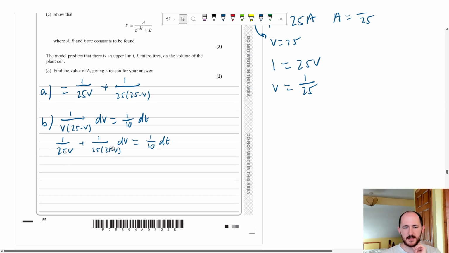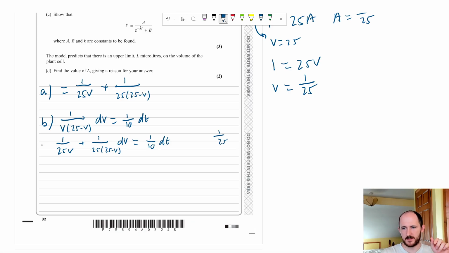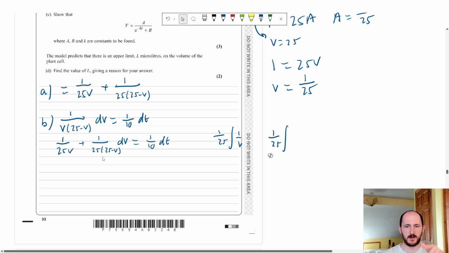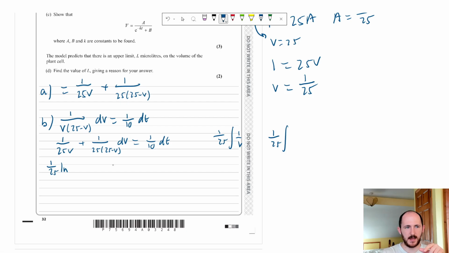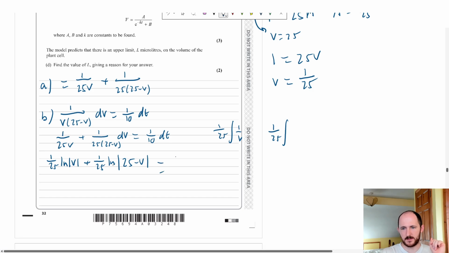In order to integrate this, I would actually factorize out the 1 over 25. So we're doing 1 over 25 integral of 1 over v, and we're factorizing out 1 over 25 integral of 25 minus v as well. So that would become 1 over 25 ln v, where this would technically be modulus, plus 1 over 25 ln 25 minus v equals 1 over 10 t plus c.